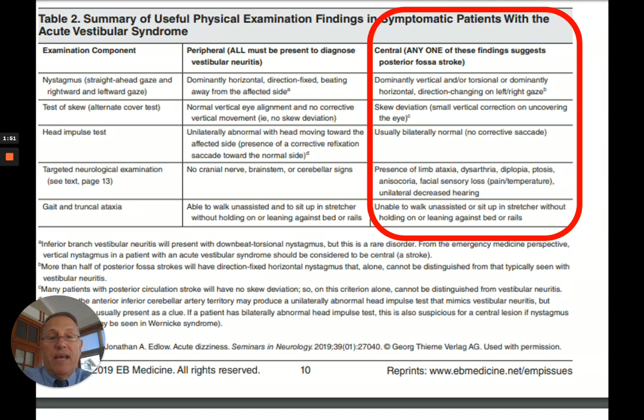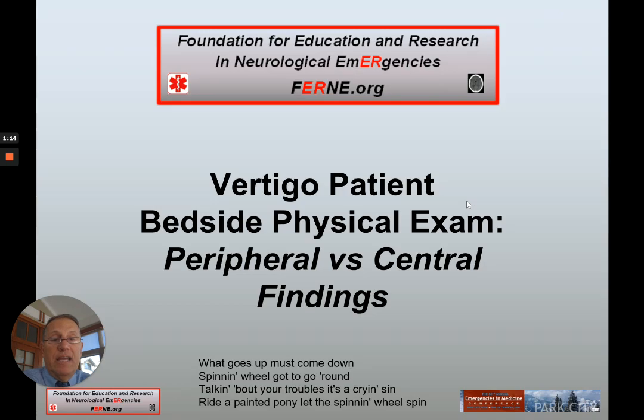The head impulse test would be normal. That is, there's no corrective saccade on either side because both vestibular systems work. On neuro exam, if there's limb ataxia, dysarthria, diplopia, ptosis, anisocoria, facial sensory loss to pain and temperature, or unilateral decreased hearing, those are signs that suggest a central etiology for the vertigo. And last, if the patient is unable to walk without a wide-based gait, or if they have to hold on to the bed rails because they have truncal ataxia, this also would suggest a central etiology.